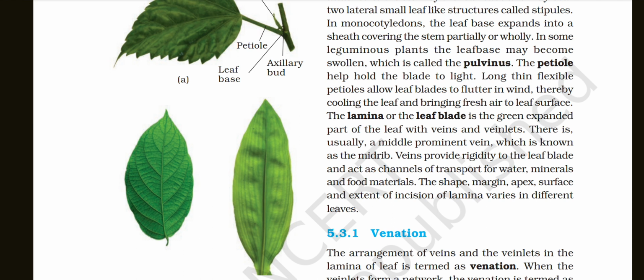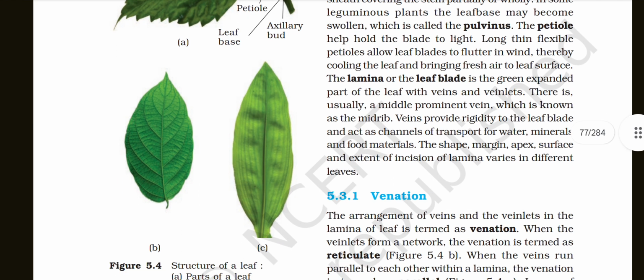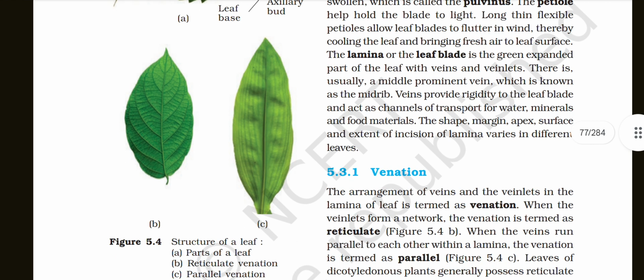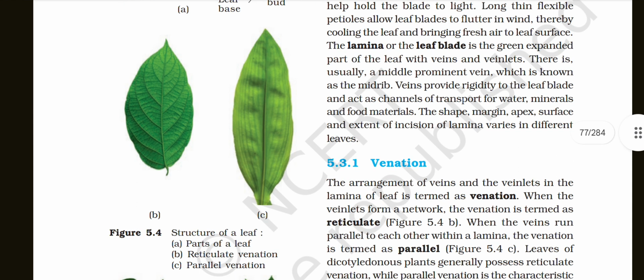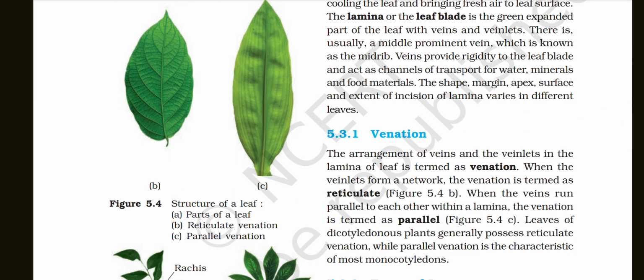The lamina or leaf blade is the green expanded part of the leaf with veins and veinlets. There is usually a middle prominent vein which is known as a midrib. Veins provide rigidity to the leaf blade and act as channels for the transport of water, minerals, and food materials.